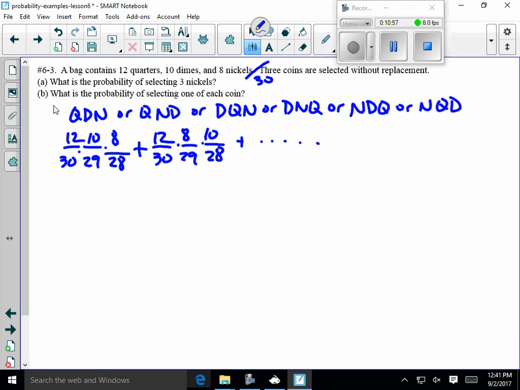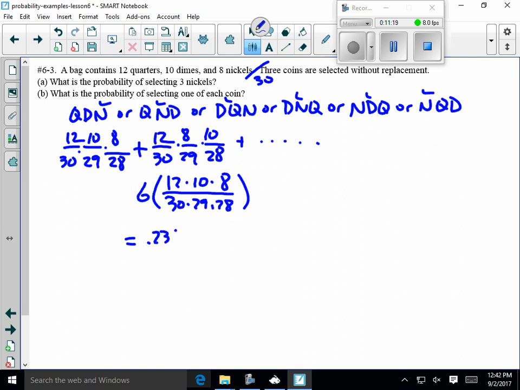Right, so what I really have is 1, 2, 3, 4, 5, 6 cases here that all involve a probability with a 12 and a 10 and an 8 on the top, and a 30 and a 29 and a 28 on the bottom. So rather than write that completely out, because we're going to have enough time spent on this video, that turns out to be this, which is 0.2365. And that's how we would handle that if we were talking about each individual draw and handling them in sequence like that.